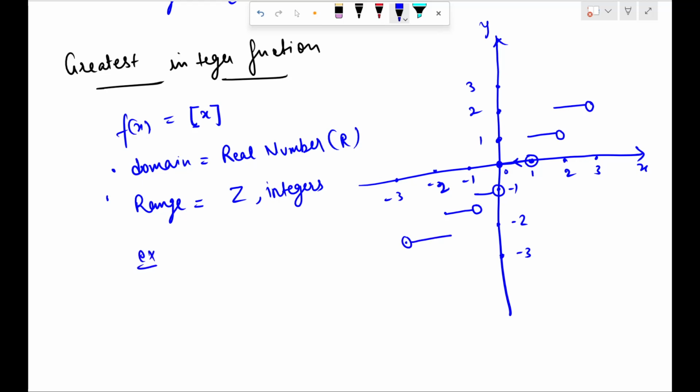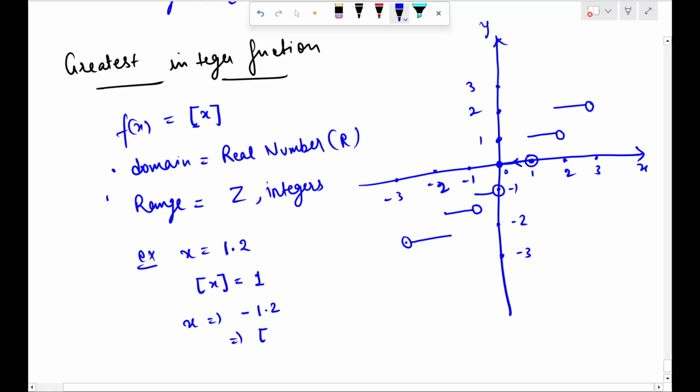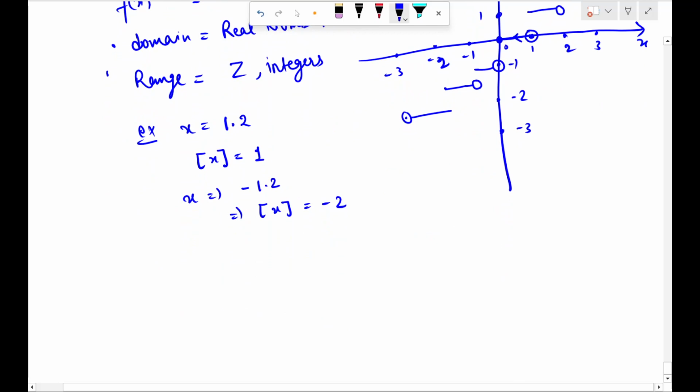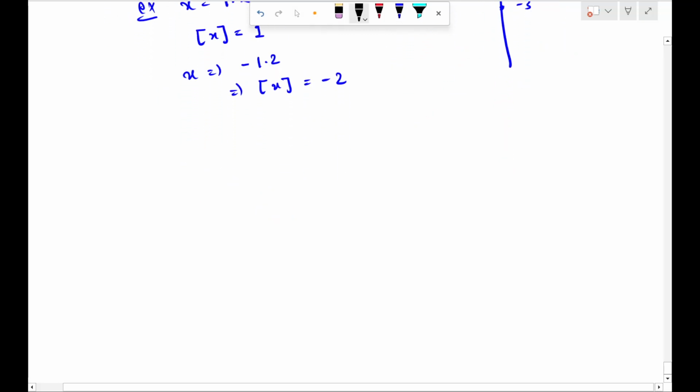So for example, if x is equal to 1.2, then the greatest integer of x will be equal to 1. If x is equal to minus 1.2, then the greatest integer function of x will be minus 2. So this was about some functions and their graphs. Next we will look at algebra of real functions.